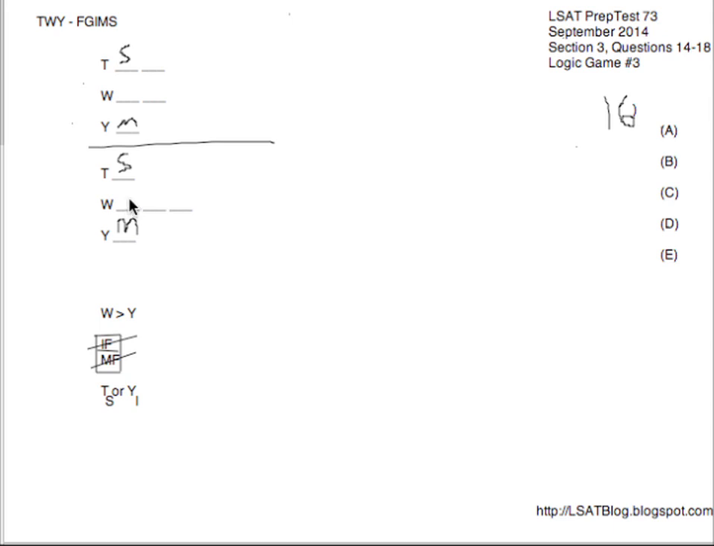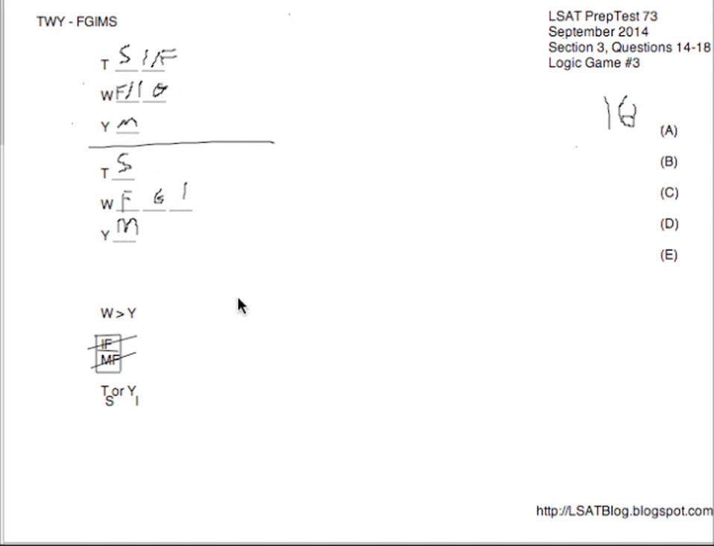Of course, M and S have already been placed, so we have F, G, and I remaining. The top diagram is a little bit more ambiguous. We would have to make sure that I and F don't go together. So one of them will go on T, and the other would have to go on W, and then we simply have the remaining variable, which is G, going on W.